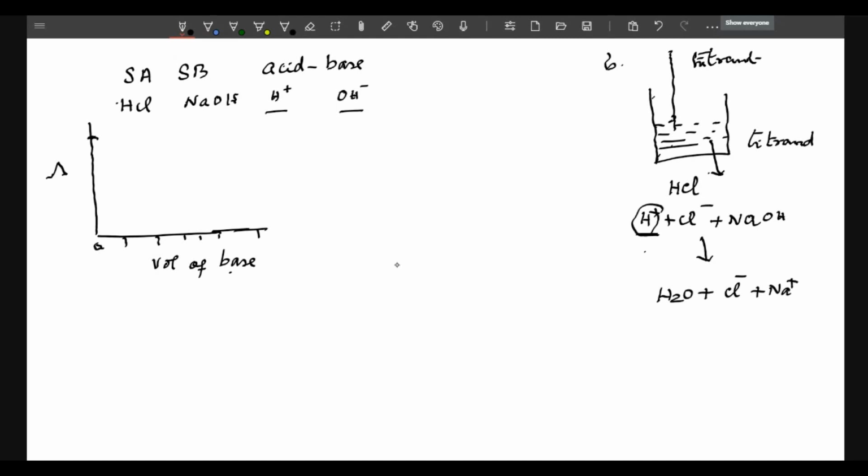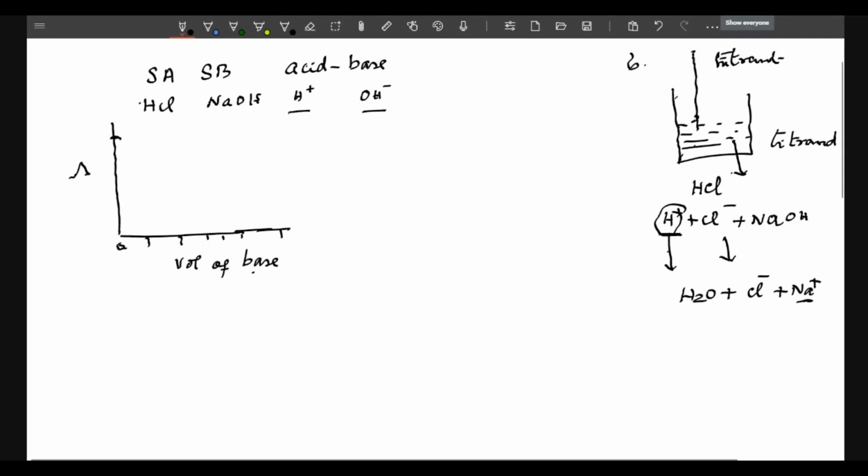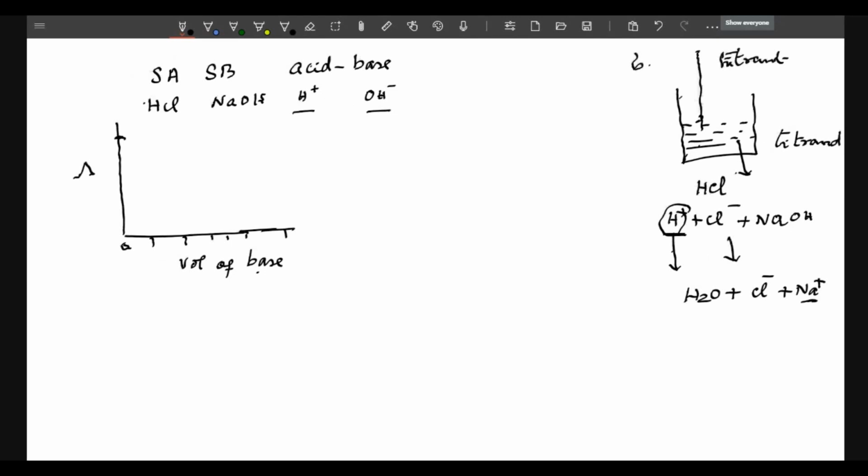Here some amount of H plus ion is snatched, and in its place, sodium ion is increased. The loss is higher, with only a slight gain in the conductivity furnished by the sodium ion. It is slight, but the net is a loss in the conductivity. Therefore, when you add the sodium hydroxide, the conductivity of the solution goes on decreasing. Okay, it is decreasing. Up to what point?